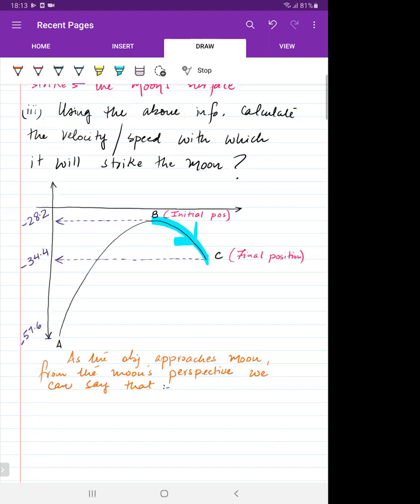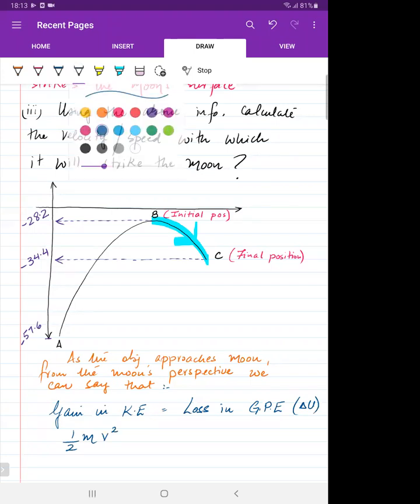So as the object approaches the moon, from the moon's perspective, we can say that there is going to be a gain in the kinetic energy, and there is going to be a loss in the gravitational potential energy. So gain in kinetic energy can be written down as half mv square. This v should now be read as the approach velocity.